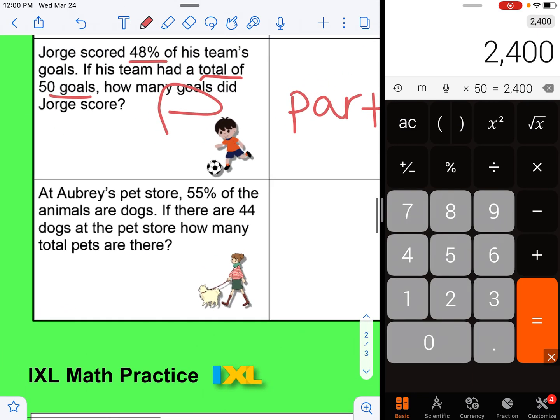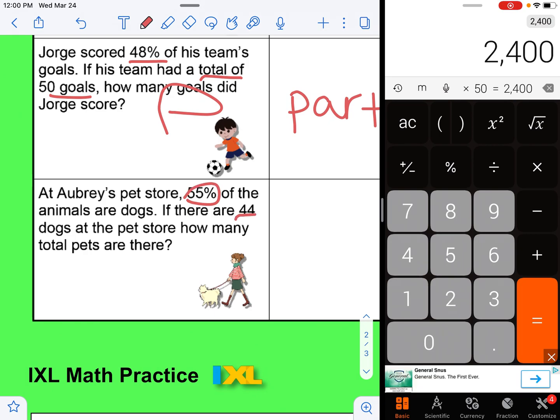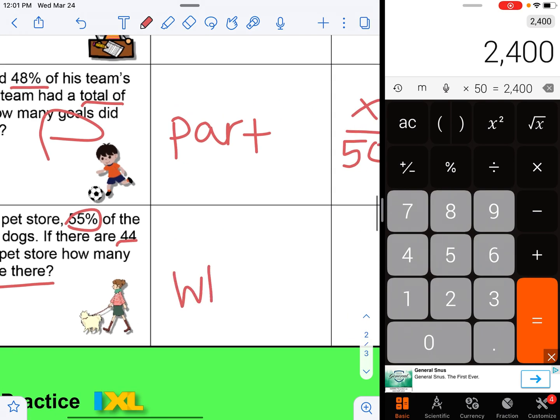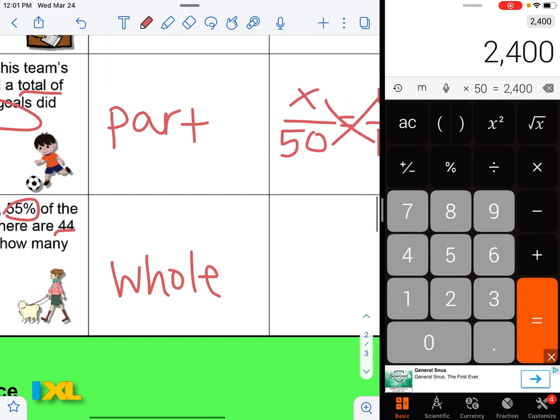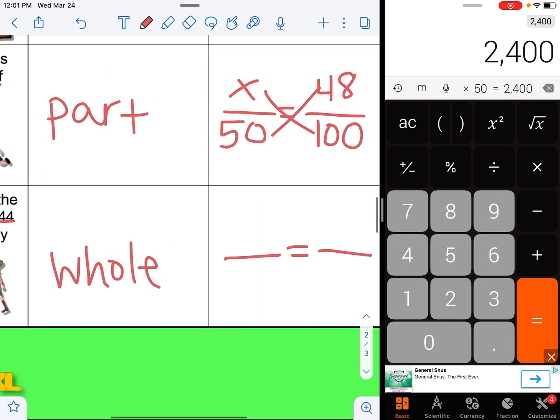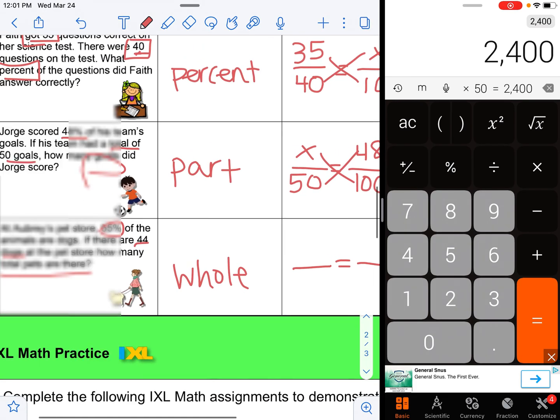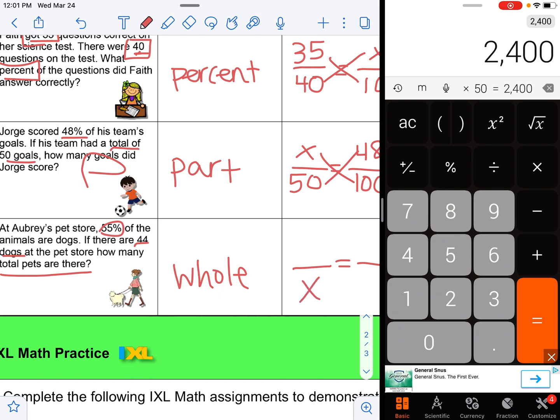Alright, and moving on to the last problem. At Aubrey's pet store, 55% of the animals are dogs. If there are 44 dogs at the pet store, how many total pets are there? Alright, so we know the percent and we know the part because we're trying to calculate the total. So that's our whole. That's what we're trying to find out. Okay, so let's set up our ratios.